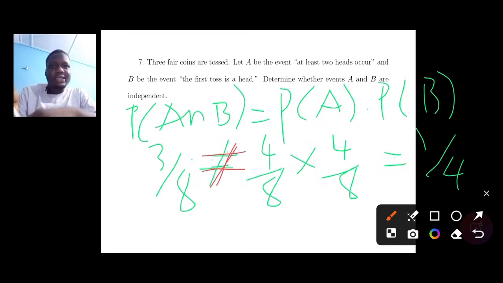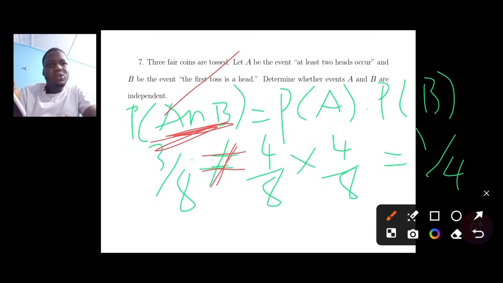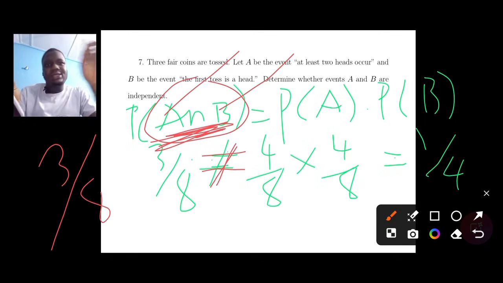Okay, so when you ask such a question, first determine A intersection B. So you list the outcomes for A, you list the outcomes for B, then you find their intersection. And you later find the probability. So the number of outcomes in A intersection B, if they are 3, then you divide it by the sample space you took it from.